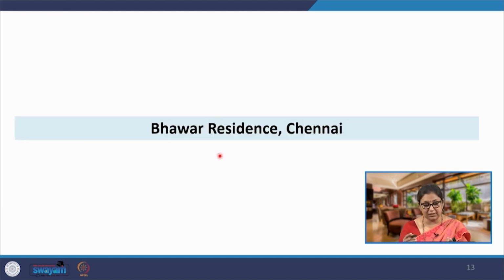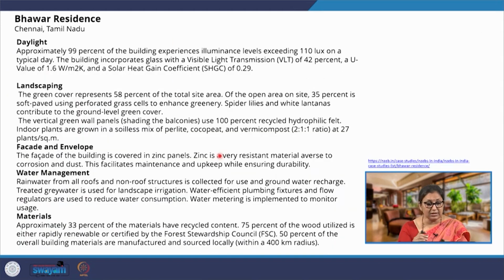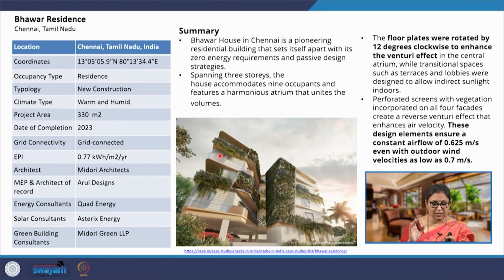Let us look at another example, which is of Bhavar residence in Chennai. So, this is a very interesting example, and Chennai, we understand it is warm and humid, and there is a lot of humidity due to the proximity to the sea, and it is also decently warm. So, what they have done is, the first thing is the design, as I always say. So, they have rotated the plates beautifully to enhance the Venturi effect in the atrium.